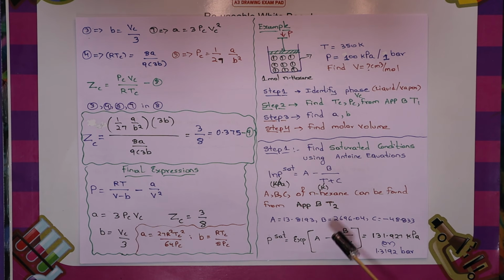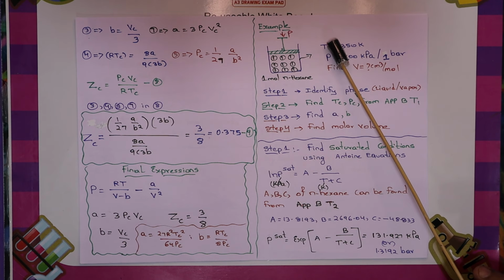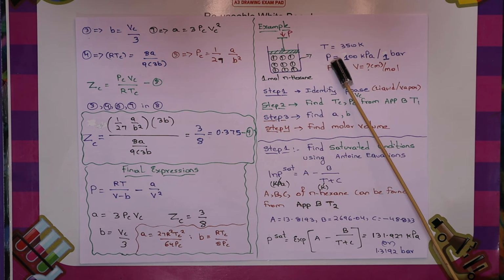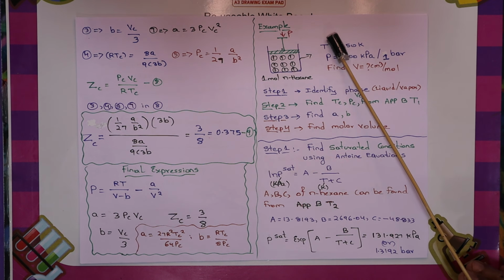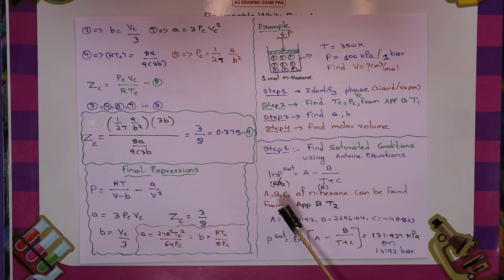I have already discussed phase identification in earlier lectures using certain methods, and one such method uses the Antoine equation. If you know the temperature, you can find the saturation pressure, and if you know the saturation pressure, you can find the temperature. That means saturation temperature and saturation pressure data can be estimated using the Antoine equation. For n-hexane, the A, B, C constants for the Antoine equation are provided in Appendix B, Table 2.